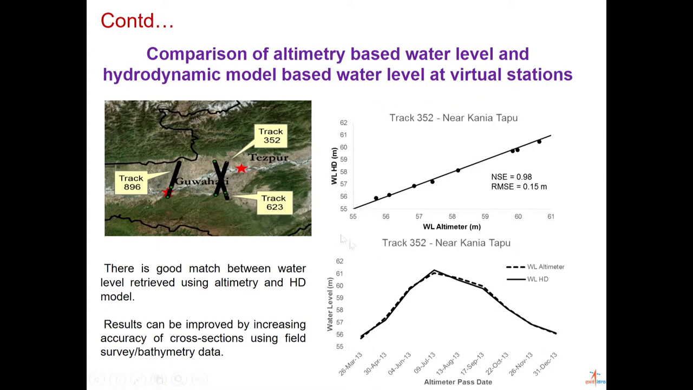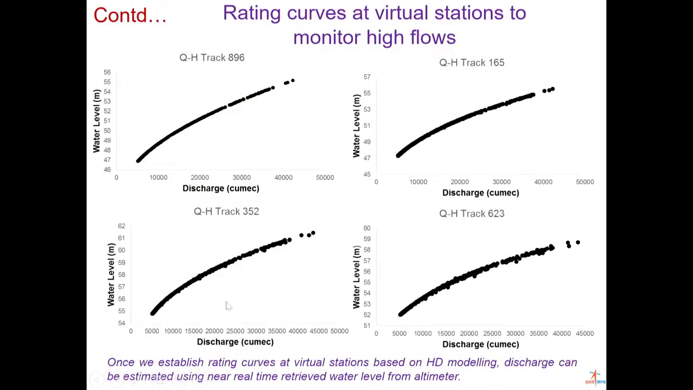Once you ensure that at this location there is a good match between your simulated and the altimeter-based water level, you can generate such rating curves, and then we can use these rating curves to find out the discharge value. So these are the water level and the discharge. For each water level you can find out the discharge value. So this is, again, one of the applications of hydrodynamic modeling that we have tried to show here.